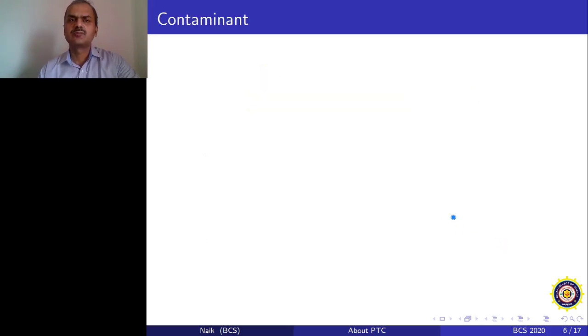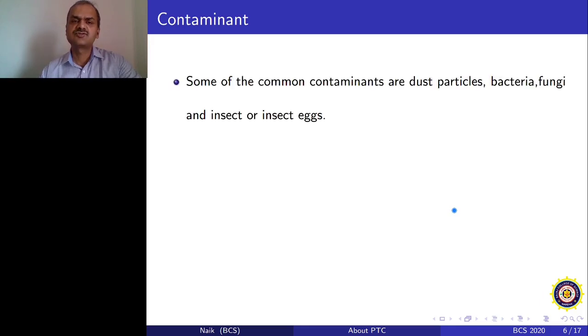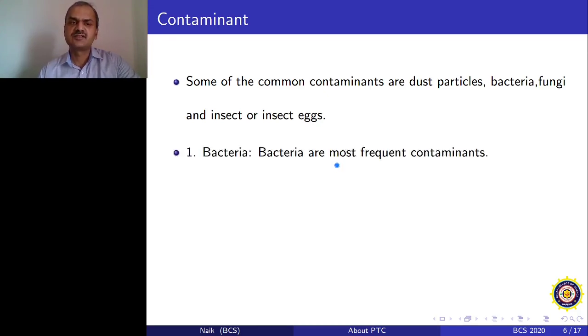Now let's go to the contaminants topic. Now there are various types of contaminants, and some of the common contaminants are dust particles, bacteria, fungi, insects or eggs, or thrips. All the bacteria or fungi associated with the thrips and other minor insects. Now first we'll discuss bacteria.